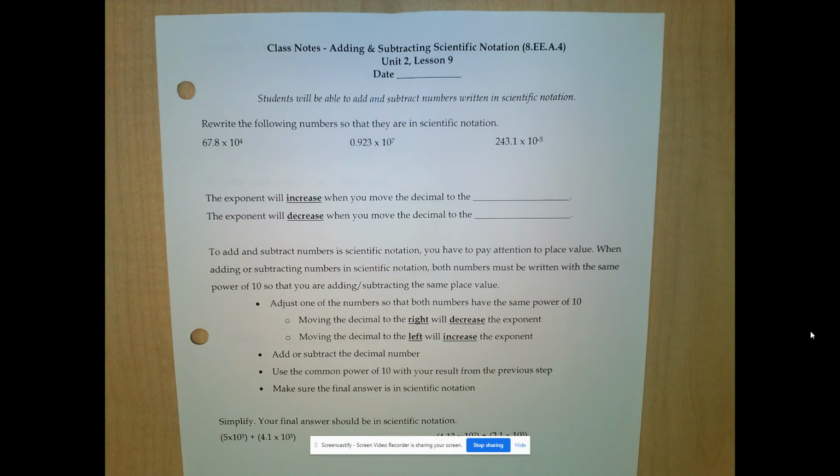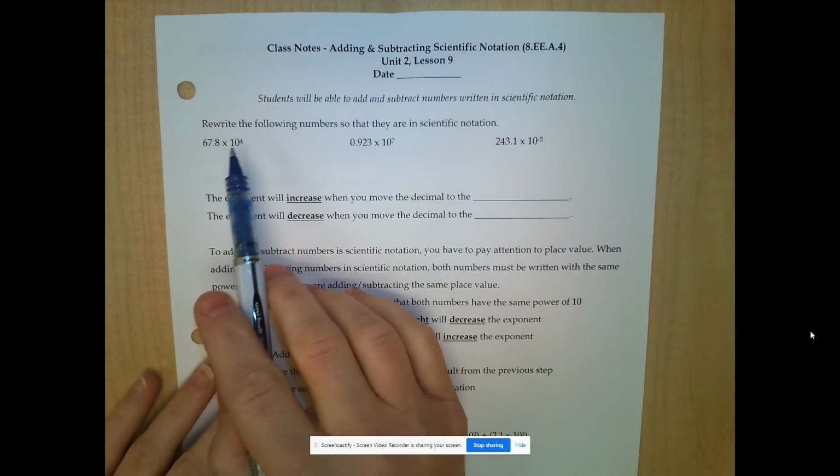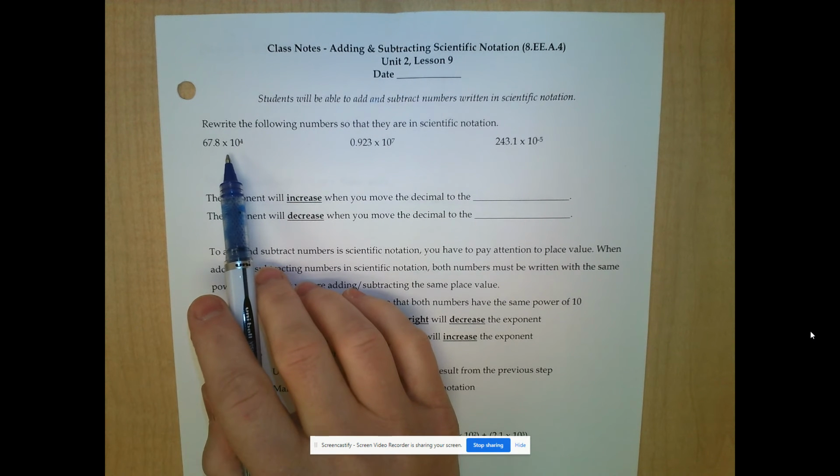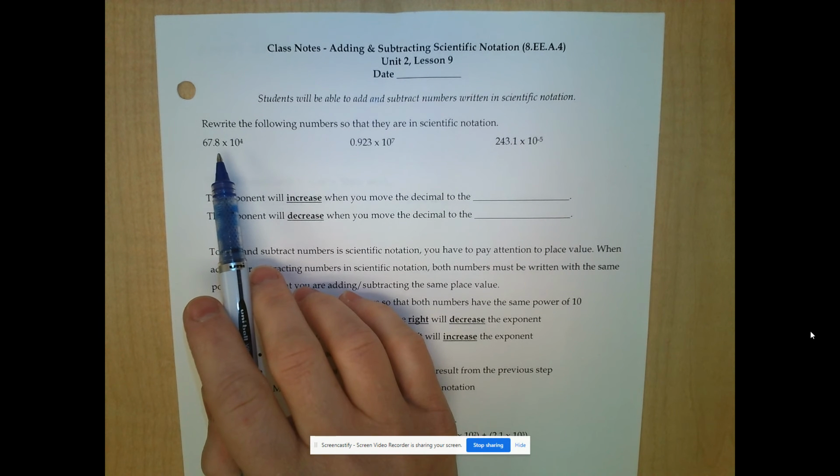So, first of all, scientific notation is a way to write a large or a small number, where we have something that is between 1 and 10. 1 can be included, 10 cannot, and it's being multiplied by a power of 10. The first thing we have to do is figure out how to rewrite numbers that are almost looking like they're in scientific notation, but they're not quite.